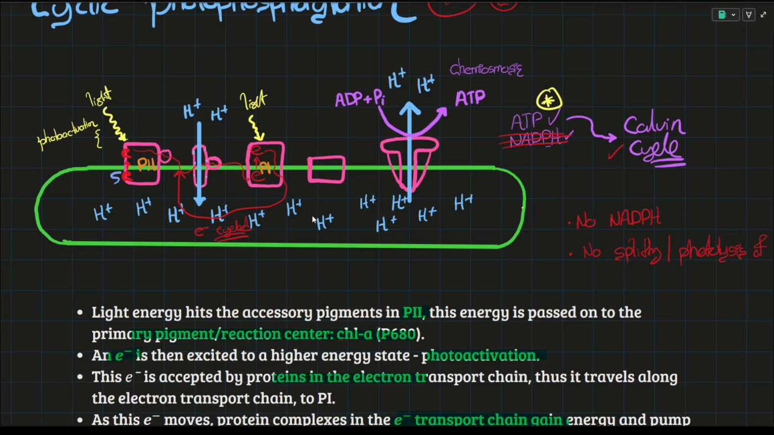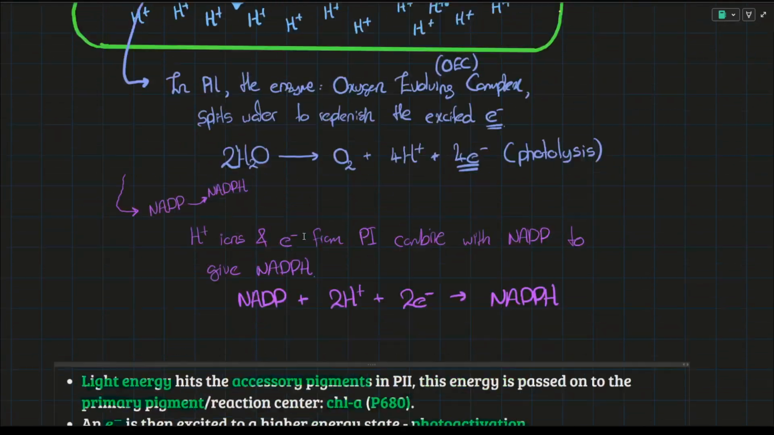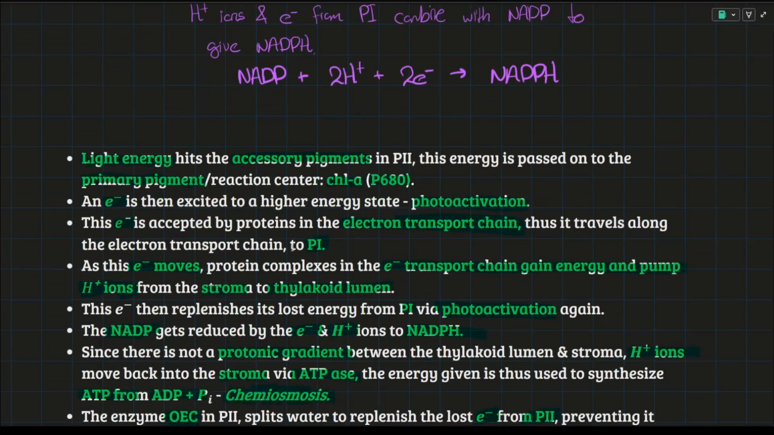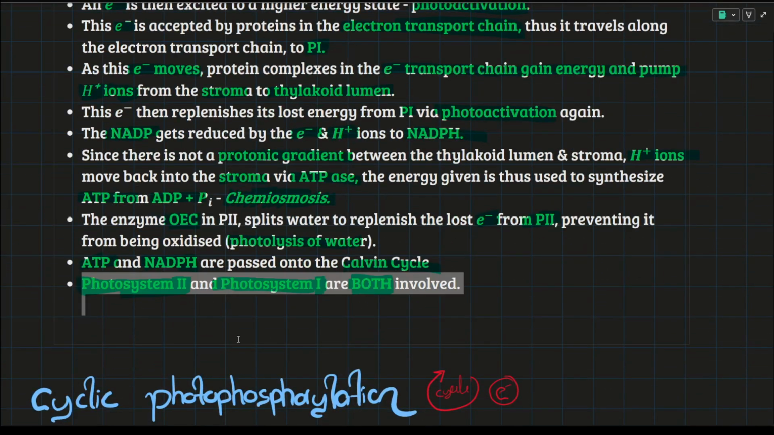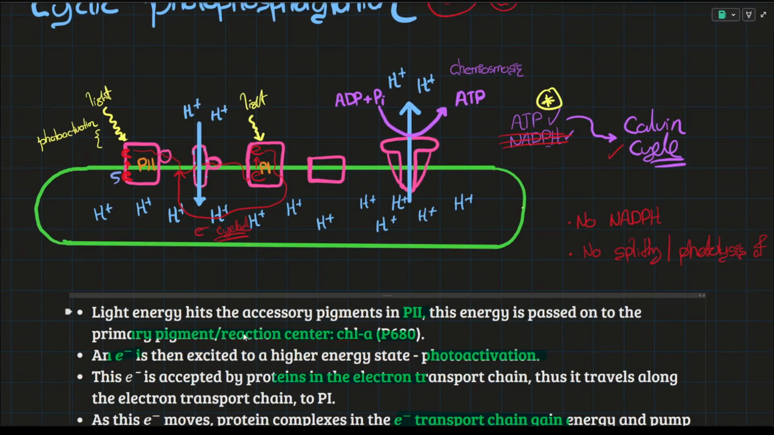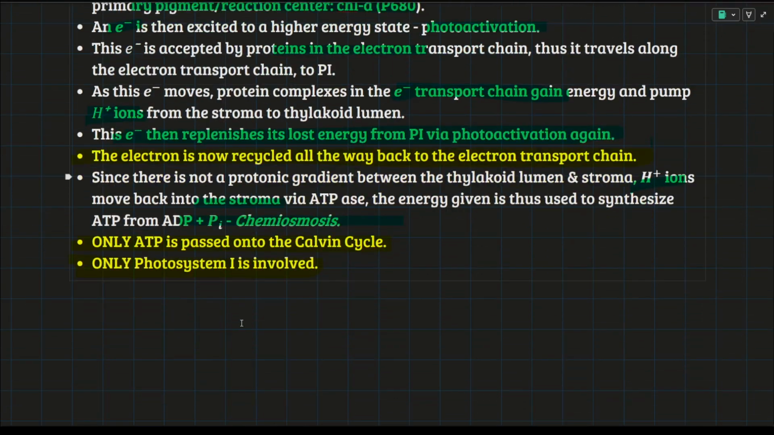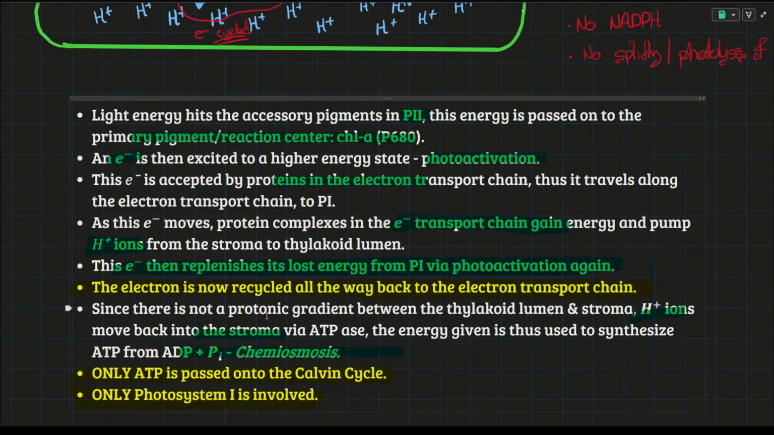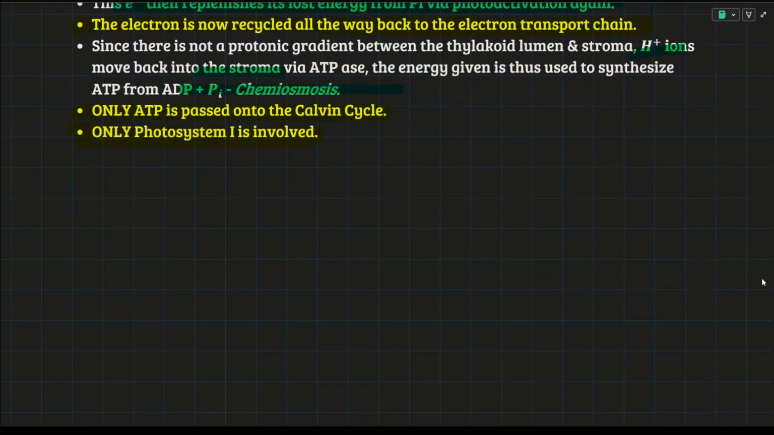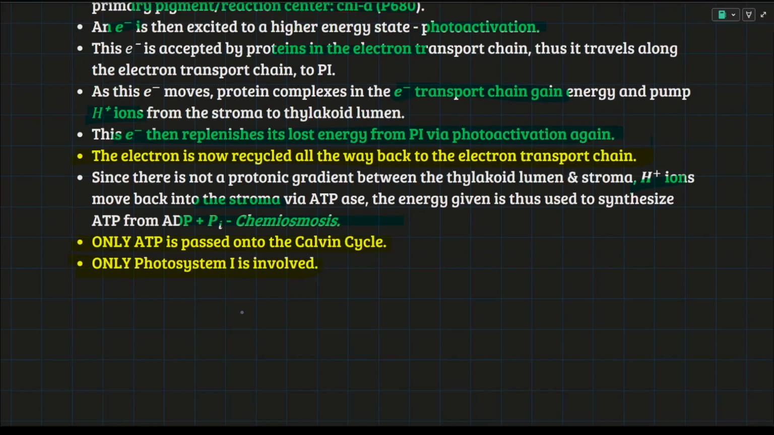I remember once losing my mind over this, trying to figure things out. So what I usually tell my students is to not focus on that too much. Non-cyclic photophosphorylation, both photosystems are involved. That's fine. Cyclic photophosphorylation, only photosystem 1 is involved, and that would be the final point for the light dependent stage of photosynthesis.